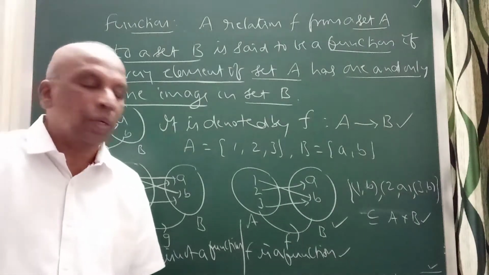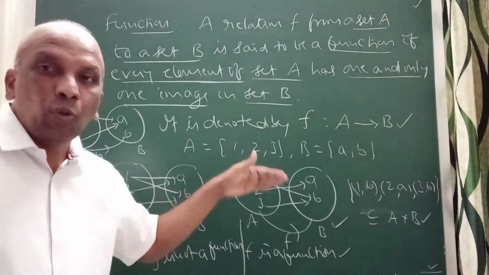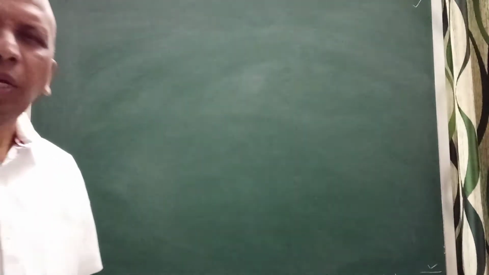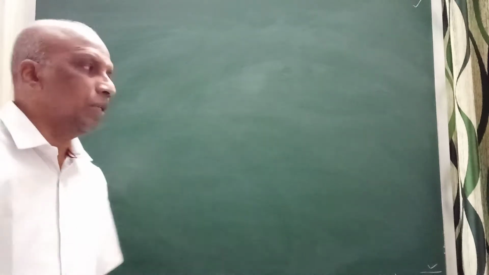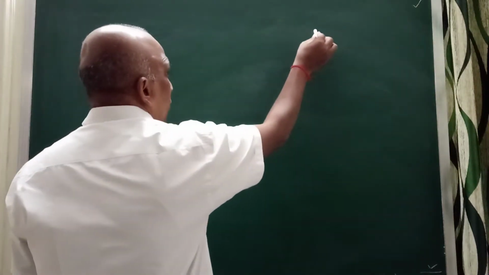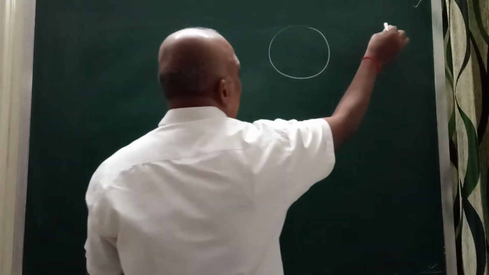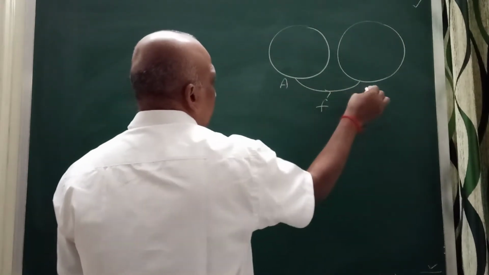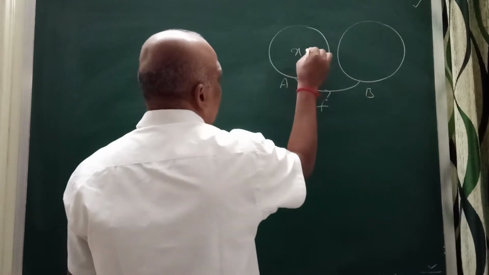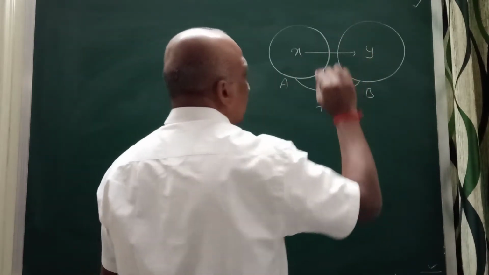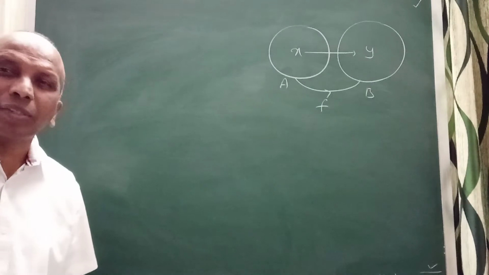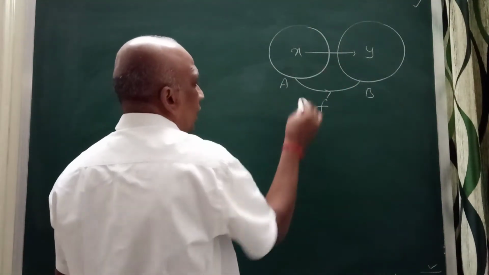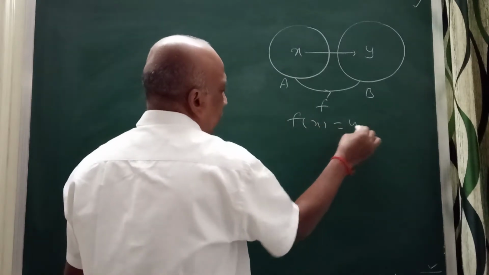Now I will discuss what the image and the pre-image are. After learning the definition of the function, suppose I have defined a function F from A to B. You take an element x, and let its image be y. So F is a function, the image of x is y. I can write F of x is equal to y.